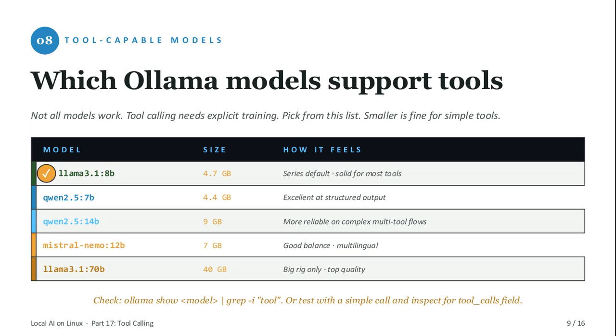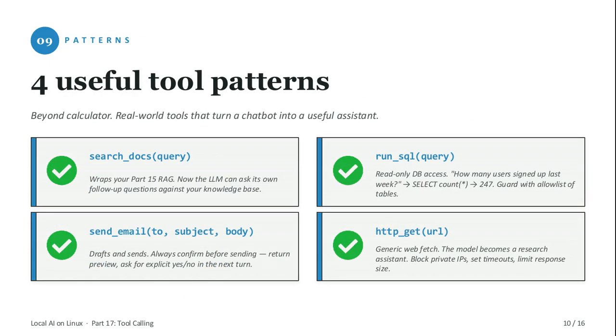Qwen 2.5 shines when you need clean structured output, and the 14b variant handles messier multi-tool flows more reliably. If you're unsure, run an ollama show and grep for tool, or just fire a test call and check the response. With a working model in hand, let's talk about what's actually worth wiring up.